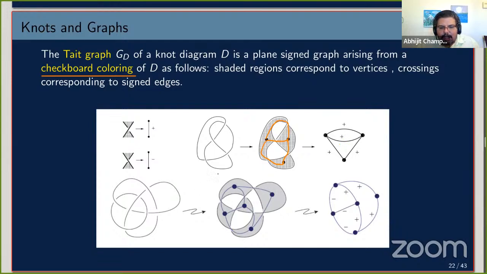There is one more thing which we need to add. It's not enough to just get a planar graph. You actually need a sign on the crossing. The sign on the crossing is assigned as follows. If you take the overcrossing with your right hand and sweep the area to the undercrossing, and that region is shaded, then you say that this is a positive crossing.